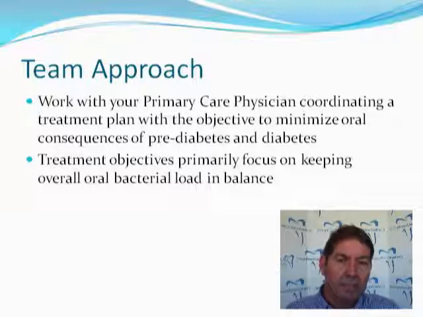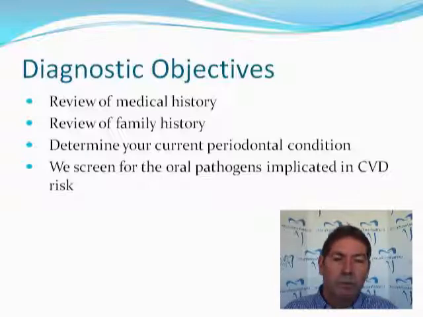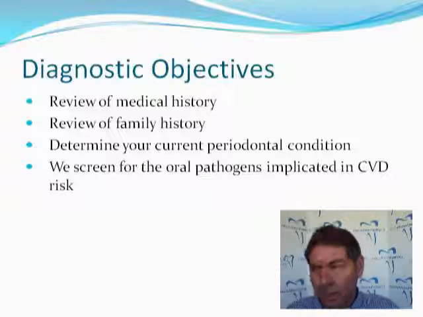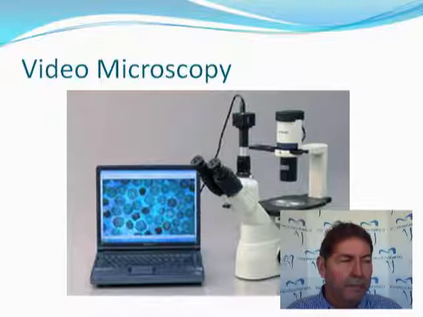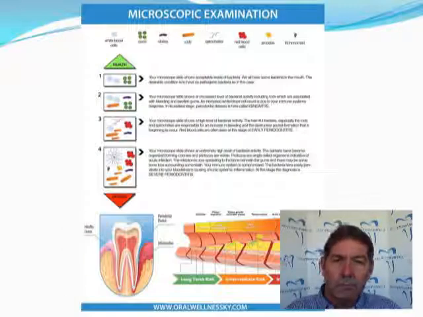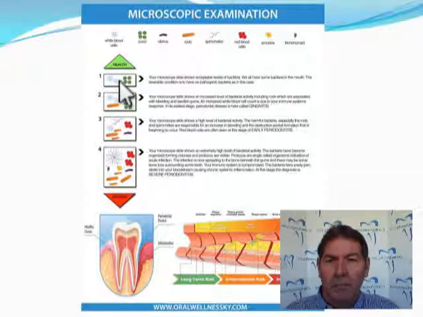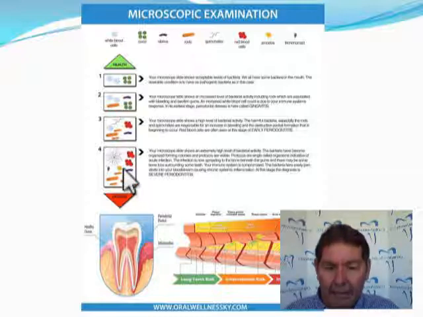Okay, so our treatment objectives focus on keeping the oral bacterial load in balance. We're going to review your medical history, your family history, your current periodontal condition, and screen for the oral pathogens that are implicated in both cardiovascular disease and in diabetes. One of the tools that we use is video microscopy, a very inexpensive, very simple initial screening test to see what your biofilm looks like. This is a little handout that I use, and it's educational in nature because it takes you through the process of what good bacteria looks like, what bad bacteria looks like.